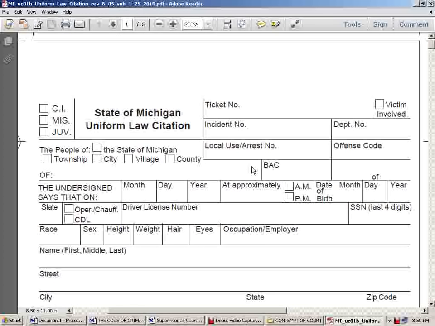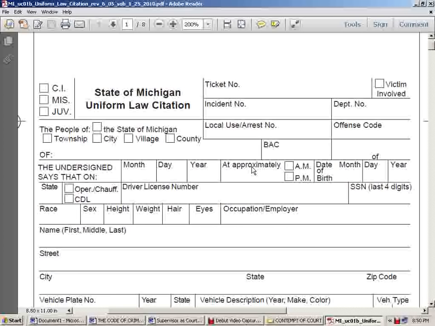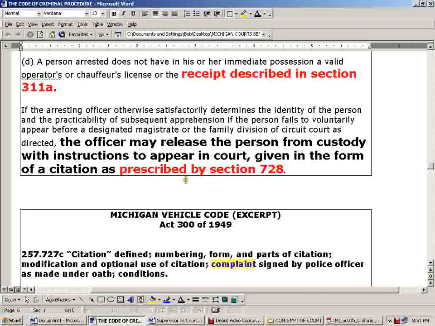There's one here. Uniform law citation. Right? But you're still under arrest. This is the point, right? So you've been unlawfully arrested. You're unlawfully arrested, right? And that's a penal code violation. And it's contempt of court. And, right? I think you need to go see the court administrator.